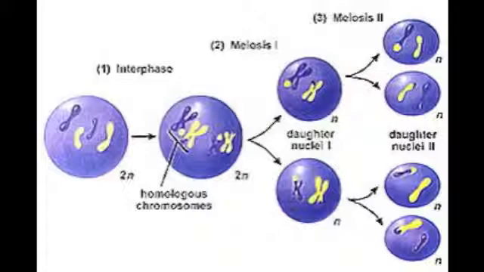Gametes are reproductive cells. Meiosis is composed of 2 phases, meiosis 1 and meiosis 2. Both undergo the same phases: prophase, metaphase, anaphase, telophase, and cytokinesis. In meiosis 1, homologous chromosomes separate, while in meiosis 2, sister chromatids separate, just like in mitosis.